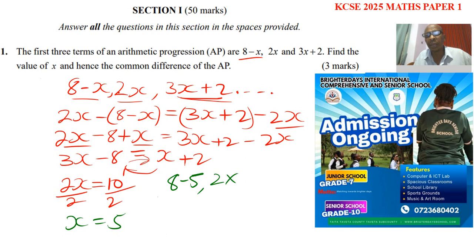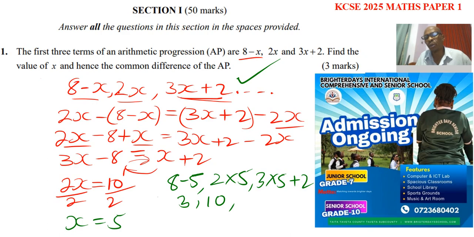So that we can now substitute: 8 minus 5, comma, 2 times 5, comma, and 3 times 5 plus 2. This gives us 3, this is 10, 3 times 5 is 15, plus 2 you get 17. So if you subtract 10 minus 3 you get 7, 17 minus 10 you get 7, so the common difference, and we normally use d, is equal to 7.